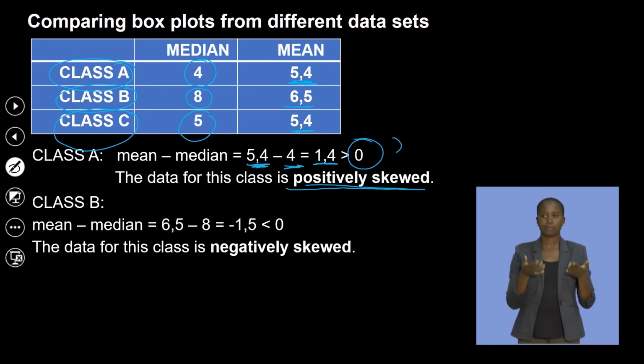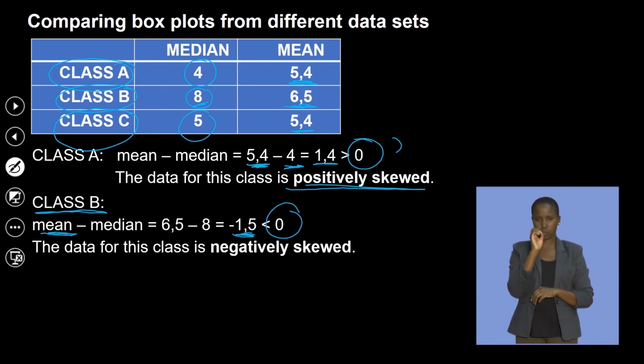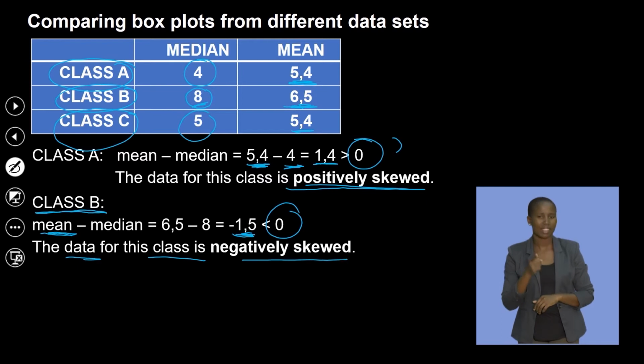What about class B? Class B, mean, which is the average, 6.5, okay? 6.5 minus 8, we get minus 1.5, which is smaller than 0. What does this tell us? The data for this class is negatively skewed.